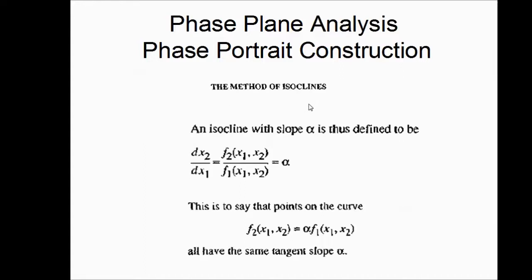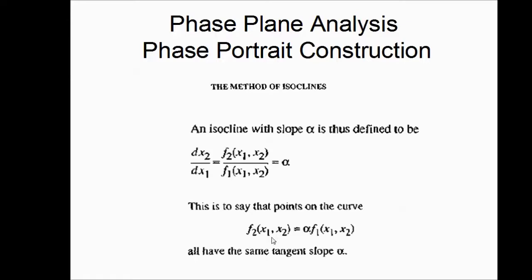The method of isoclines is a graphical method for constructing the phase portraits. So I have this equation. It may happen that this equation is not integrable or the method of integration is not known, in which case the isocline method is very useful. Set dx2 by dx1 equal to alpha, so that I have this equation now, f2 minus alpha f1 equal to 0. Because alpha is a constant and f1 and f2 are known functions, this can be drawn.